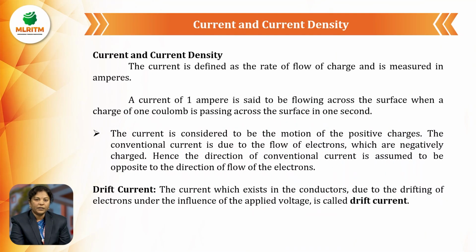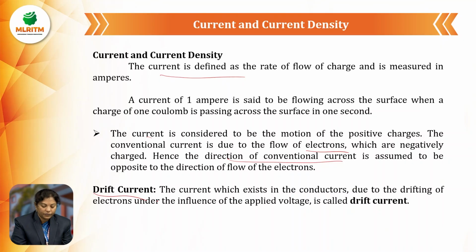Now we'll discuss what current and current density are. As we know, current is defined as the rate of flow of charge, and it is measured in amperes. Here the current is considered to be the motion of positive charges. The conventional current is due to the flow of electrons, which are negatively charged. Hence, the direction of conventional current is assumed to be opposite to the direction of flow of electrons.